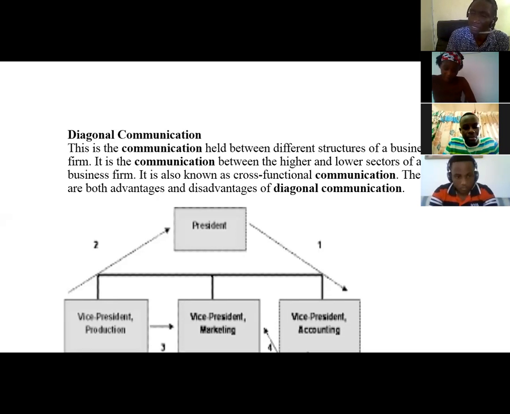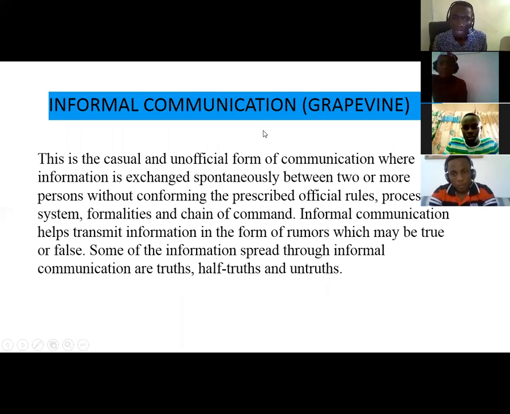But if the HR manager decides to jump the head of accounting and gives the dismissal letter directly to the cashier without passing through the accounting head, it is called diagonal. We are jumping one stage of the communication process and going to the next stage. This is called what? Diagonal communication. Are you okay?